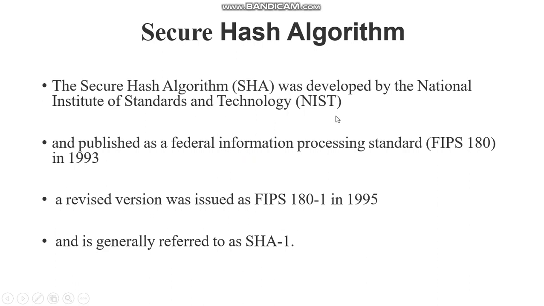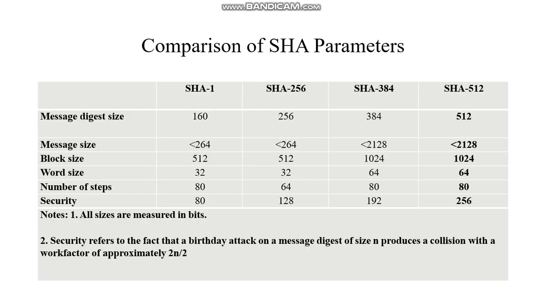And the next one is the secure hash function. It was developed by NIST, and a revised version was introduced in the year 1995; the first is generally called SHA-1. There are various versions in use. This secure hash function produces a message digest of fixed size. For a message of size less than 2^64 bits, 160 bits of output can be generated.